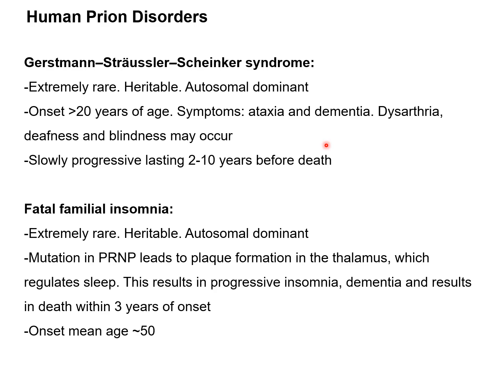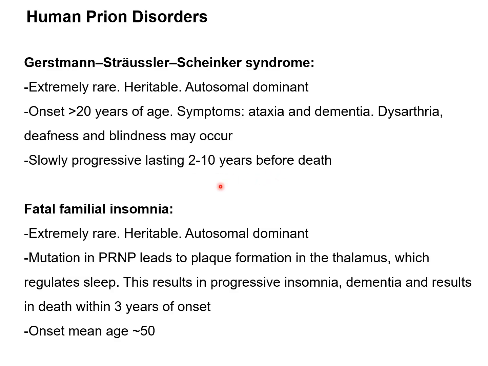This is again a slowly progressive disease. It takes a long period for you to see symptoms once the proteins are being formed. This is why it's 20 years or older, this is why this is the age of onset. Once the symptoms start, it takes about 2 to 10 years before death happens.